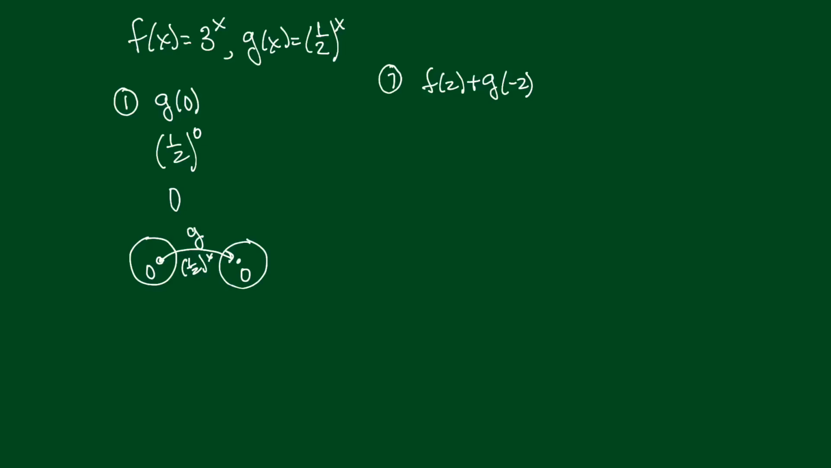Now in number 7, we're going to have two outputs, that output plus this output. So first of all, let's put the 2 into the f function. So if I replace that x with a 2, we're going to get 3 to the 2 plus, now put the negative 2 into the g function. Negative 2 is going into the g function. So this is going to be 1/2 to the negative 2.